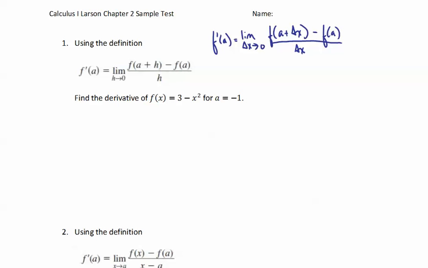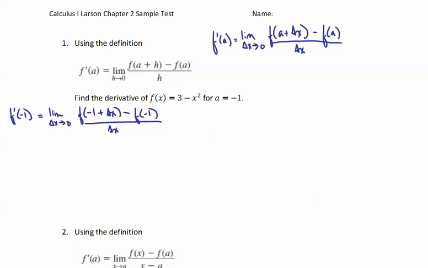And we want to use that to find the derivative of f of x is equal to 3 minus x squared for a is equal to negative 1. And so what we're looking for here is f prime of negative 1, and that will equal the limit as delta x approaches 0 of f of negative 1 plus delta x minus f of negative 1 all over delta x.